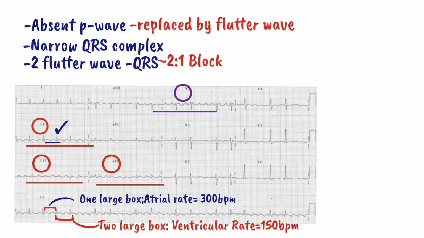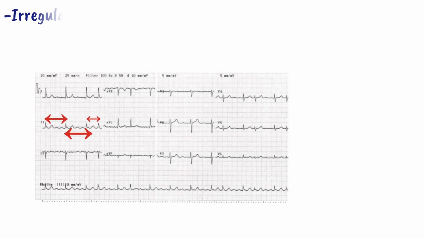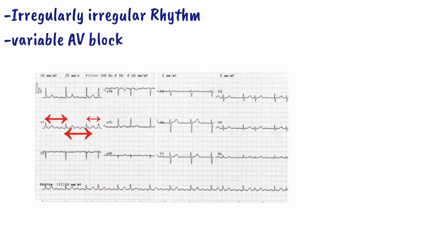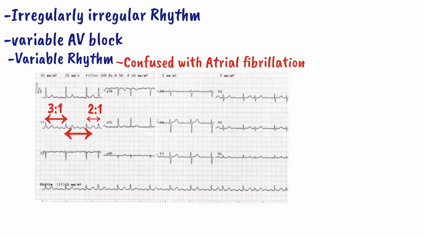Apart from this 2:1, meaning two flutter waves for one QRS complex, there can be 3 flutter waves or 4 flutter waves. It simply depends on the AV nodal block. Remember that in some ECG tracings there will be an irregular rhythm. People will confuse it with atrial fibrillation, but it is not atrial fibrillation. It is simply a variable AV nodal block. Sometimes there will be a 2:1 AV block, sometimes 3:1 and so on. You can see in this ECG an irregular rhythm, but it is not atrial fibrillation. It is just a variable AV nodal block.